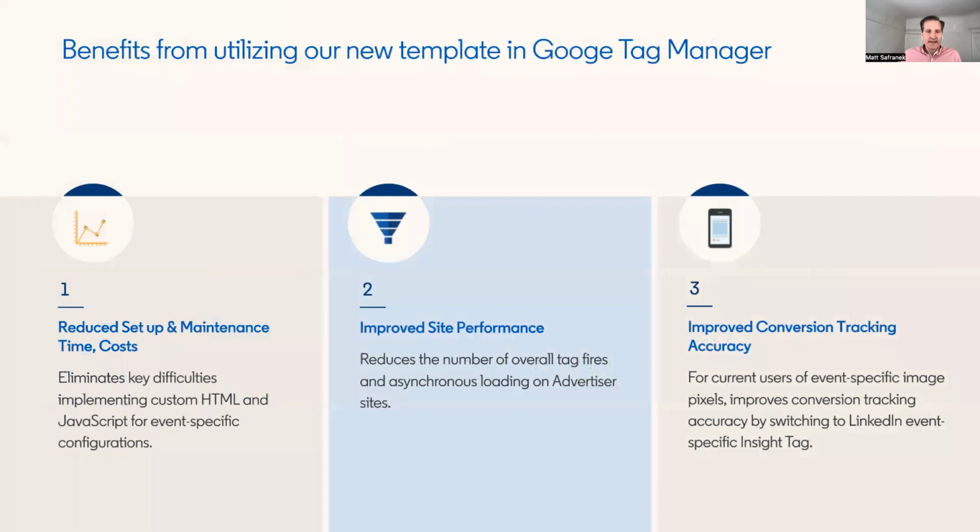Some benefits of utilizing LinkedIn's new Google Tag Manager template include reduced setup and maintenance costs by eliminating key difficulties implementing custom HTML and JavaScript for event-specific configurations, improved site performance by reducing the number of overall tag fires and asynchronous loading on advertiser sites. And last, improved conversion tracking. For those of you out there who may still be using event-specific image pixels, you can expect conversion tracking accuracy to improve when you switch to our event-specific insight tag.